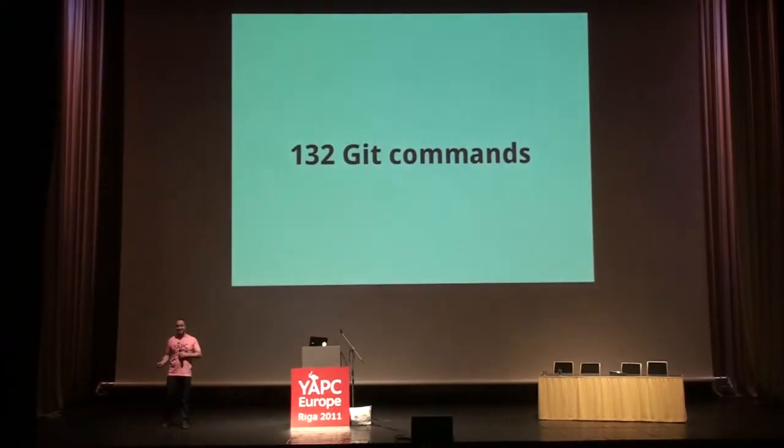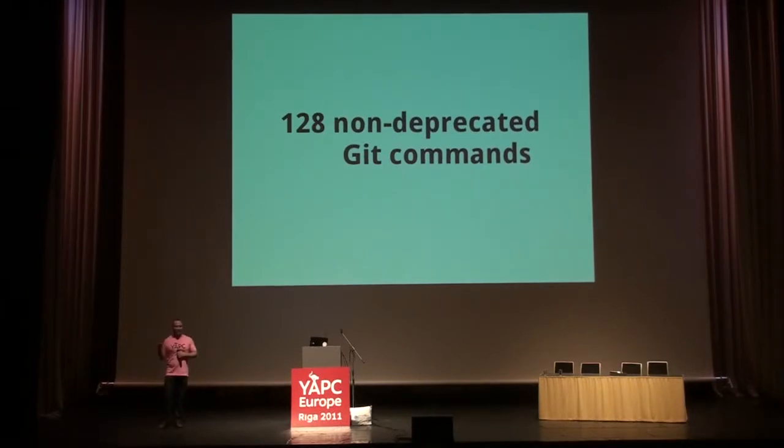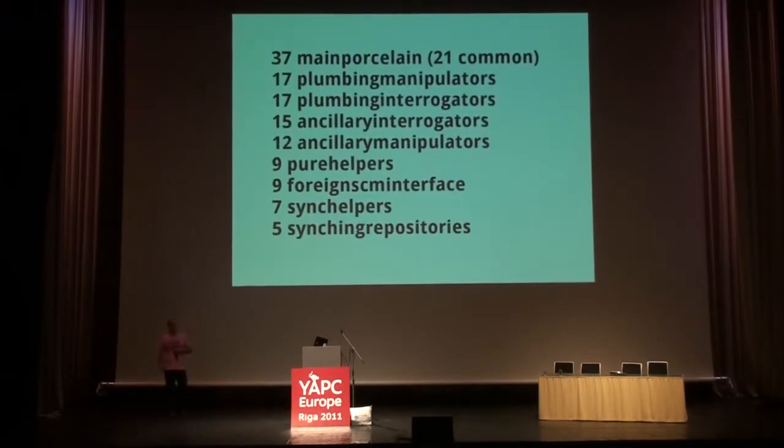So the answer is there are 132 Git commands. And actually there are 128 non-deprecated Git commands. There are many categories. So there are 37 Porcelain commands, among which only one command, 17 so-and-so, 15 blah, 9 others, and so on. And that adds up to one of the two numbers I gave.